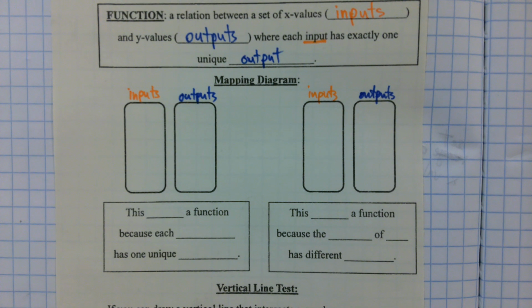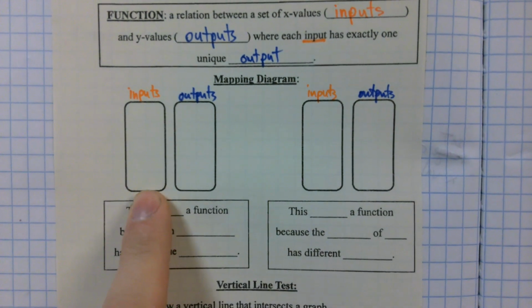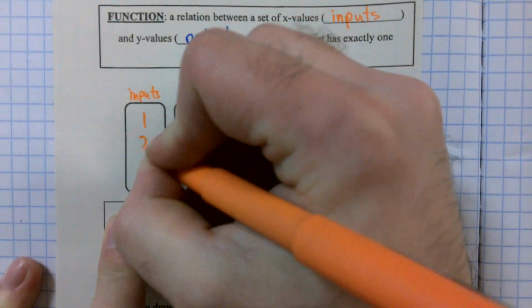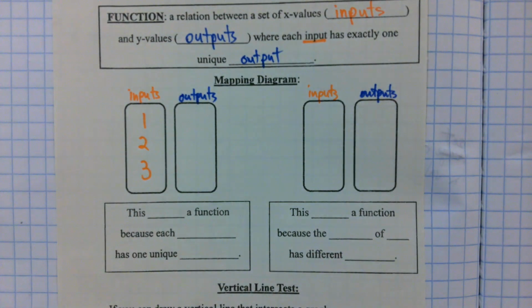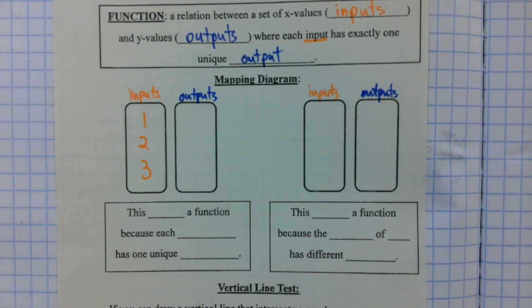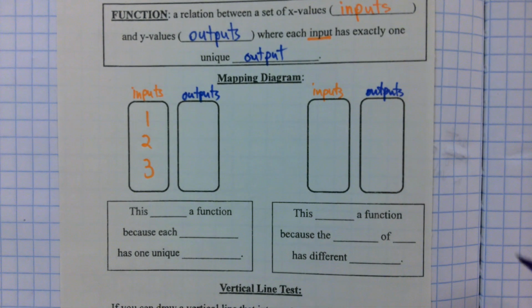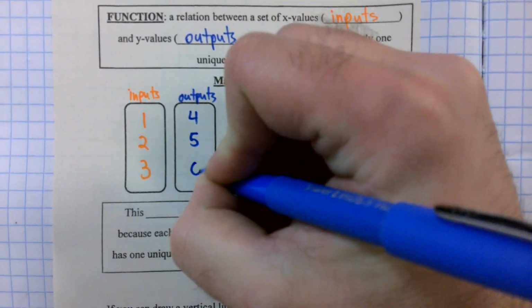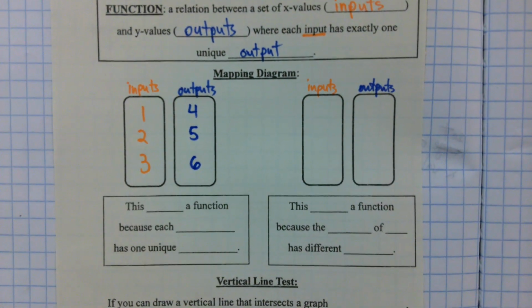We're used to seeing functions as a graph. We're used to seeing functions maybe in a table, but not so much in mapping diagrams. Here's what a mapping diagram can look like. Let's say I've got inputs of 1, 2, and 3, and let's keep it simple, outputs of 4, 5, and 6. Where the mapping comes in is with these little arrows.